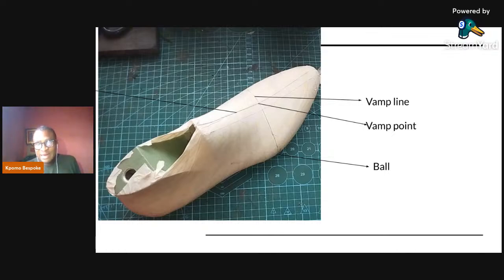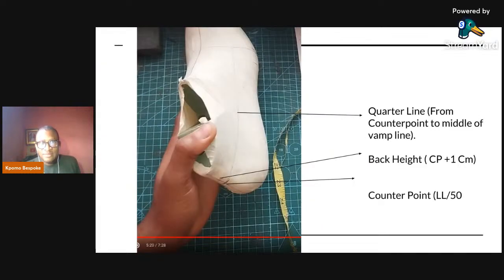And then this line that runs from the inside ball to the outside ball is now what we call the vamp line. I guess that is very well taken. So let's move to this point.